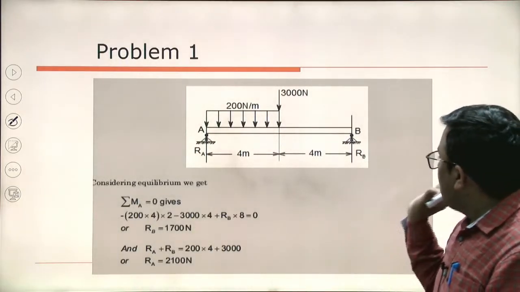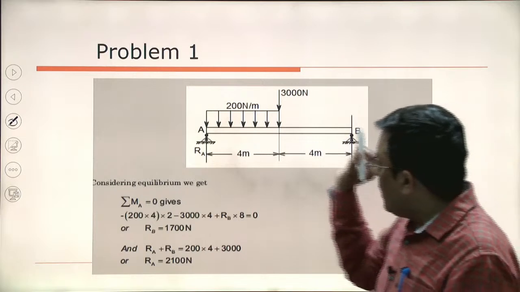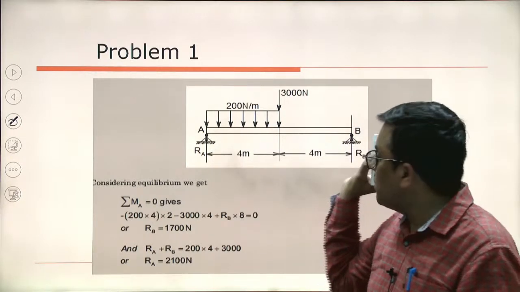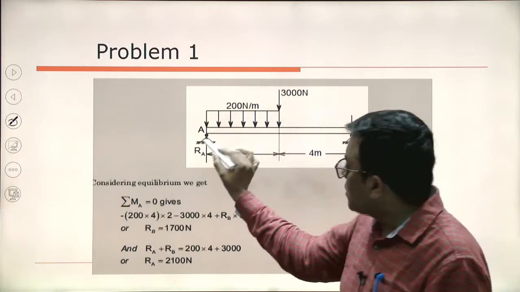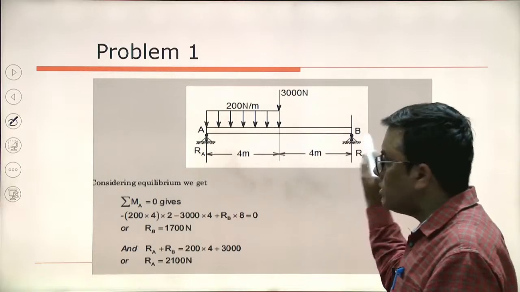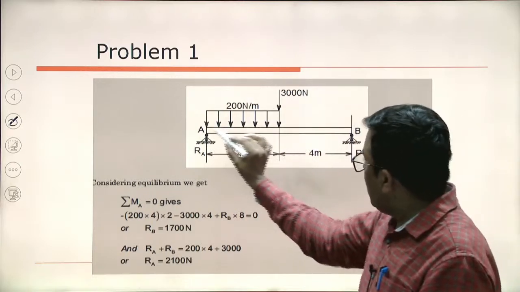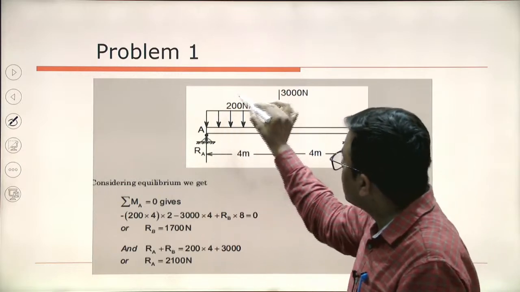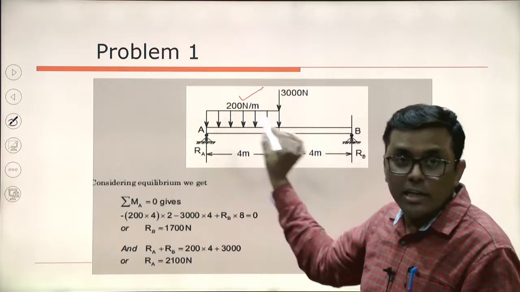Okay, क्या ऑब्जर्व कर रहे हैं भाई? सबसे पहले इट इज ए सिंपली सपोर्टेड बीम. इट्स अ सिंपली सपोर्टेड बीम बिकॉज सपोर्ट्स आर प्रोवाइडेड एट एंड, एट A, एट B. A to 4 मीटर लेंथ तक, क्या है ये? यूडीएल. दिस इज व्हाट द यूडीएल रेक्टेंगल से रिप्रेजेंट किया हुआ है.